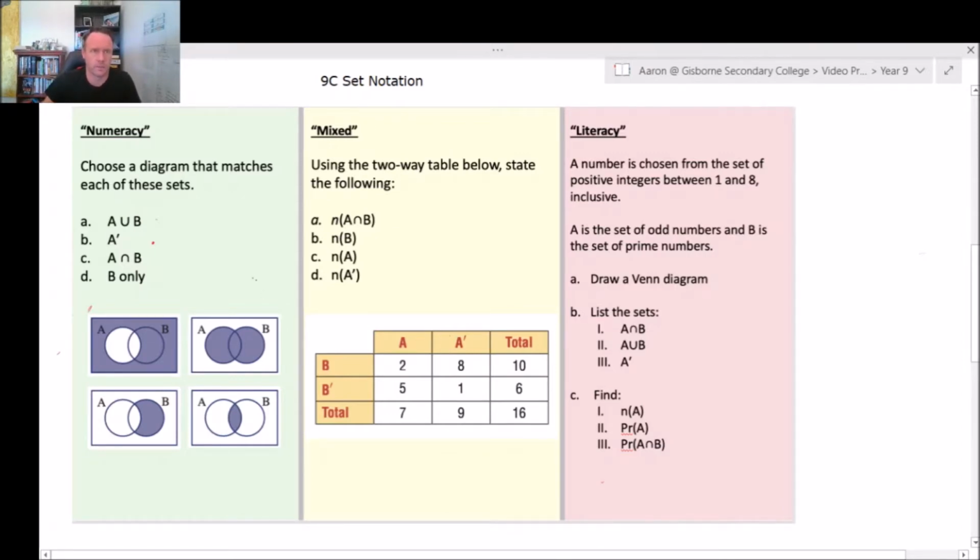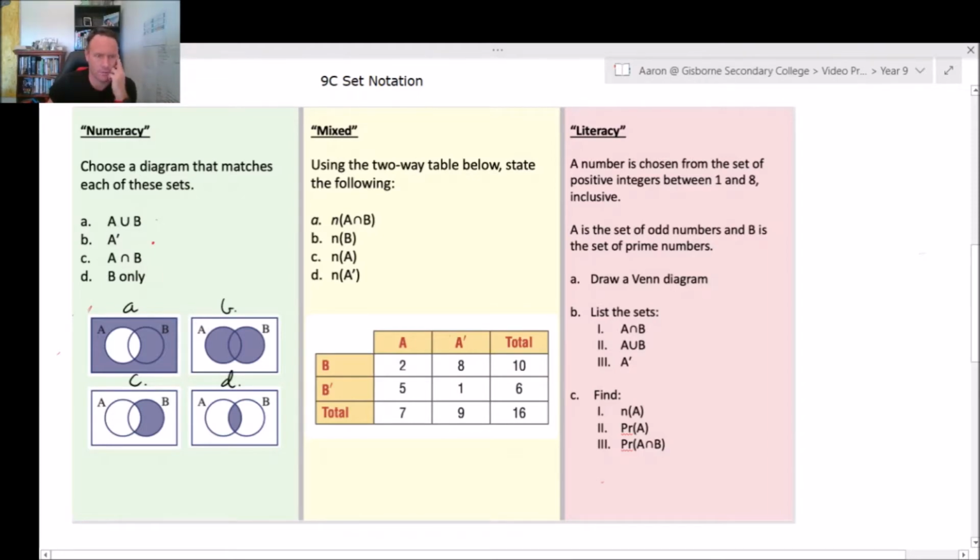So let's kick off with this green question over here. It says choose a diagram that matches each of these sets. I'll label the diagrams as A, B, C, and D.